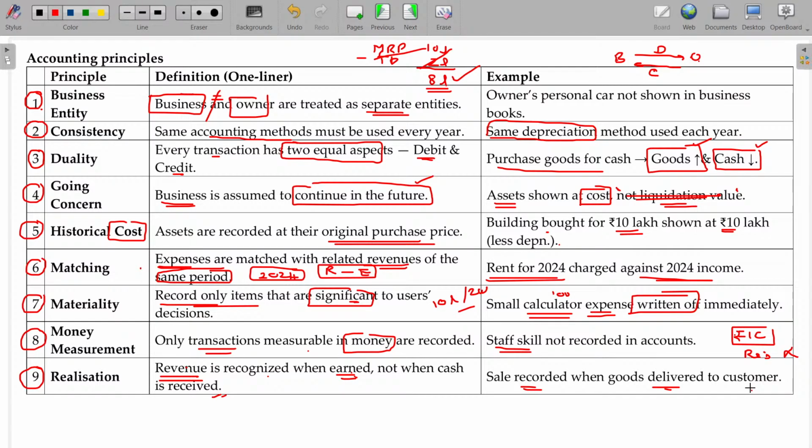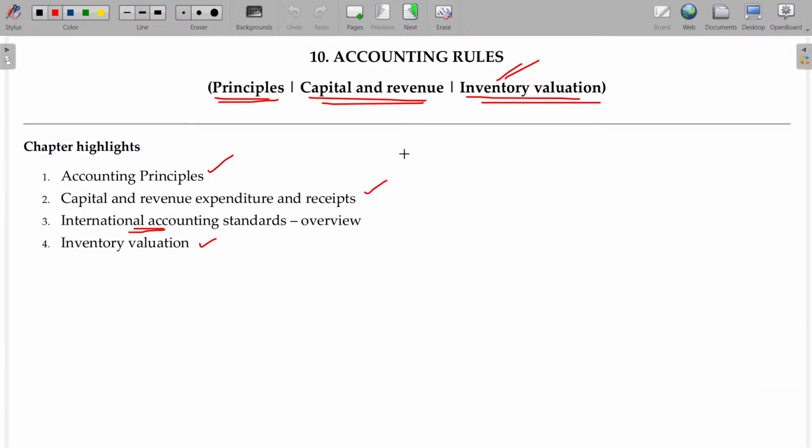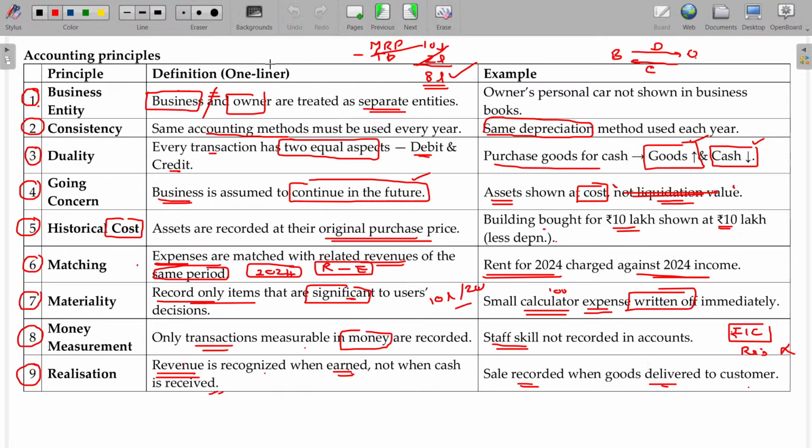Okay, so these are the 9 principles you have to understand. So 3 aspects are going to be covered predominantly. Apart from that, in international accounting standard, we have covered the principles here in detail. So we have 9 principles. Clear?